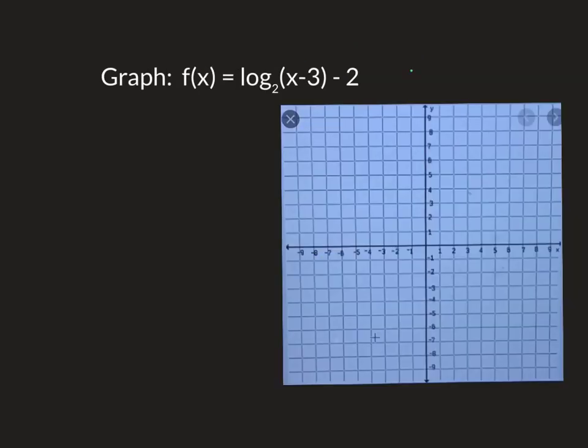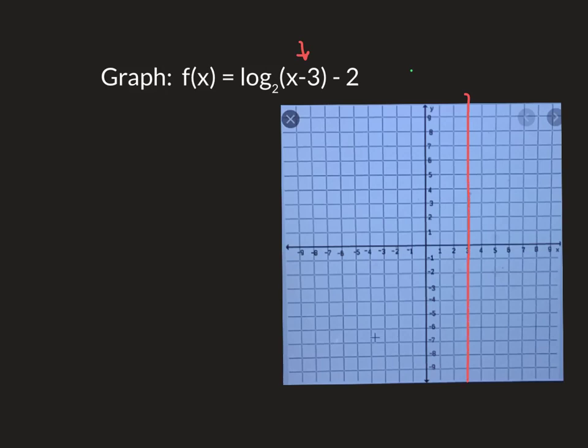All right, this one says log base 2 has everything. It has the x minus 3 and a minus 2 on the outside. So let's talk through the whole deal. First of all, the minus 3 inside shifts your graph left to right, opposite of what you think. So my asymptote is at minus 3, right there.